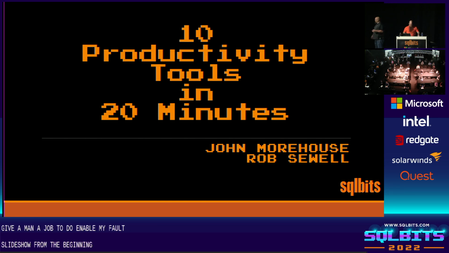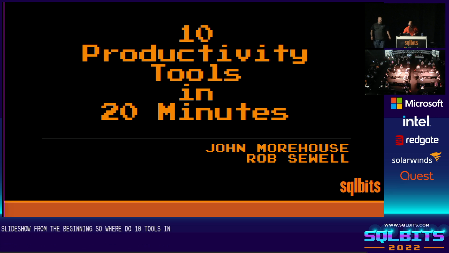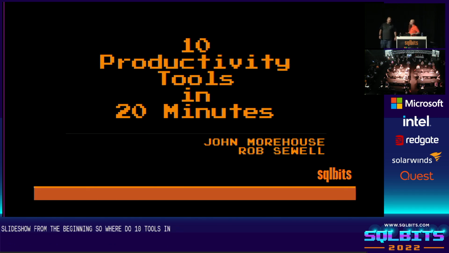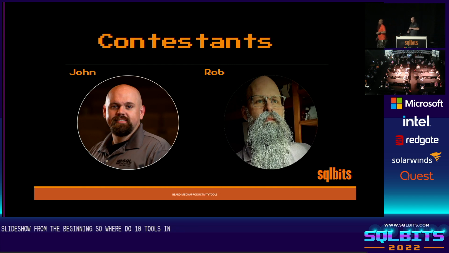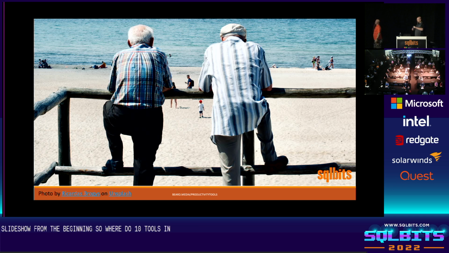So we're going to do 10 tools in like 18 minutes instead. No, we're good. Hey, I'm a big deal here. We'll do it in 20 minutes. Okay, cool. You're Rob. So I'm John, and that's Rob. You can tell that by the beard. Oh, hang on a minute. Wait a minute. So we're just two old guys who like to look at the sea.